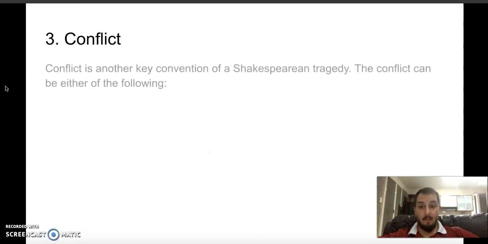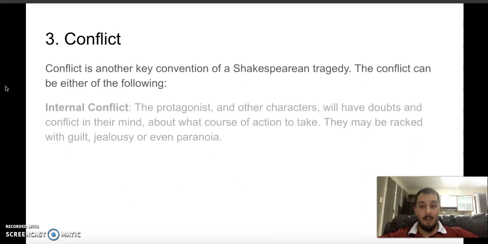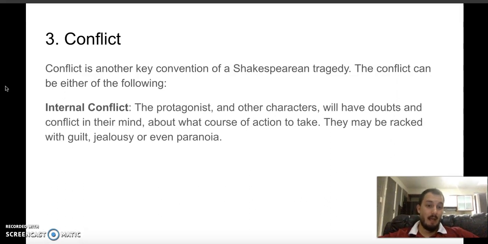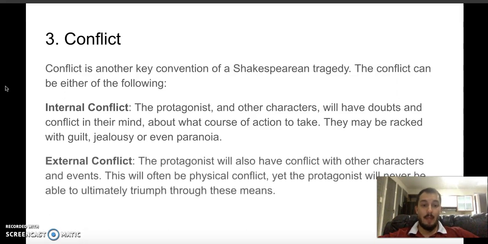Of course we have conflict, and it can be both. It can be internal conflict, when the protagonist and other characters have doubts and conflict in their minds about what course of action to take. They may be racked with guilt, jealousy, or paranoia. Or it can be external conflict, where our protagonist has conflict with other characters and events, often a physical conflict, and yet the protagonist will never be able to ultimately triumph through these means.